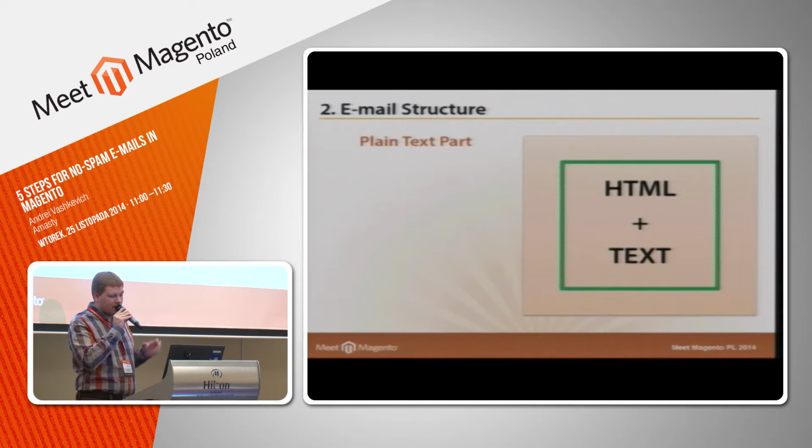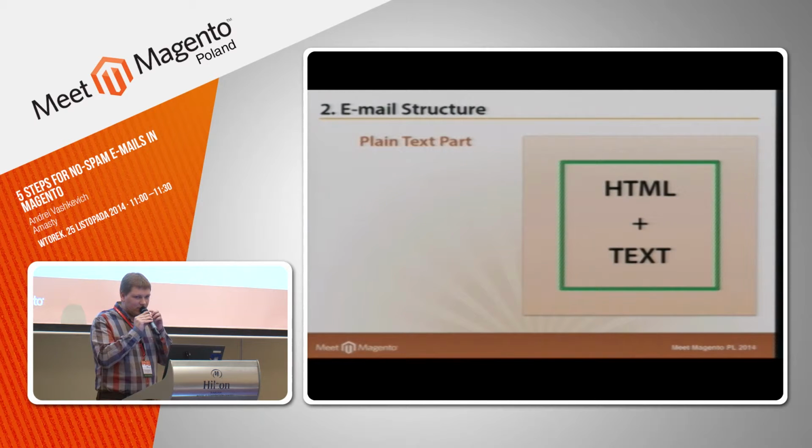However, if your email misses a text part, it will get a rather high spam score. This is being checked by spam filters. So a solution is to install some extension or custom code something so your emails will include a text part.